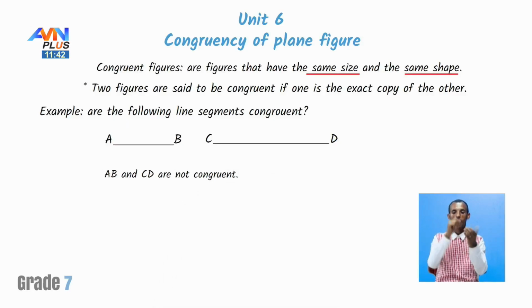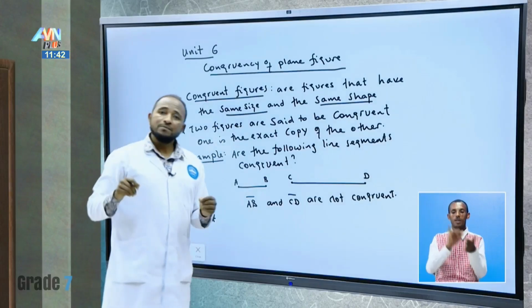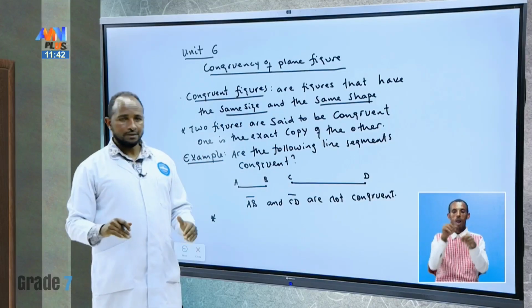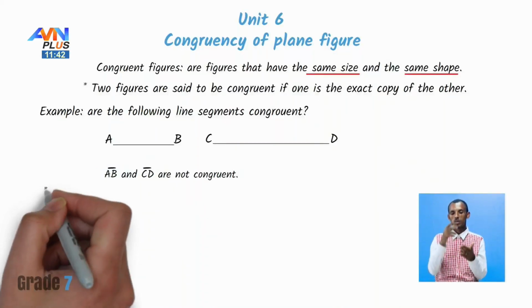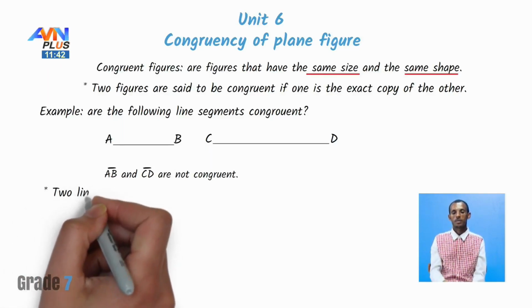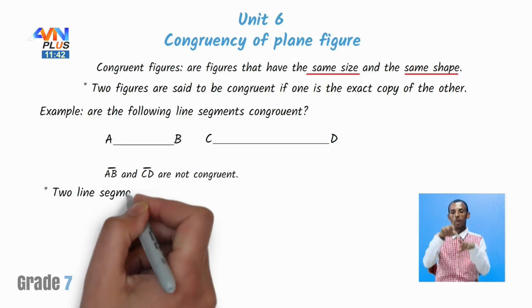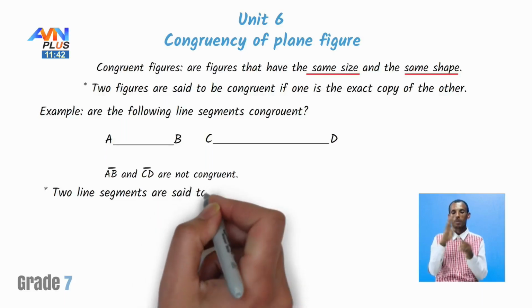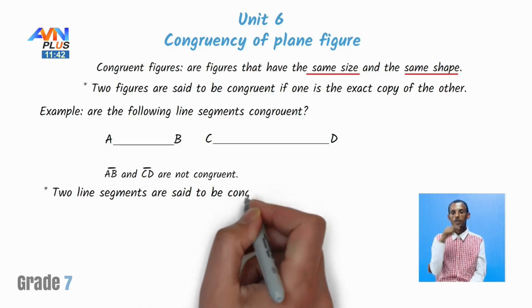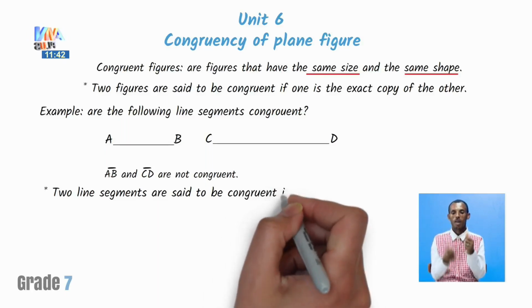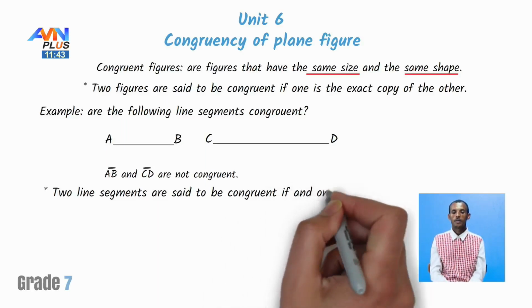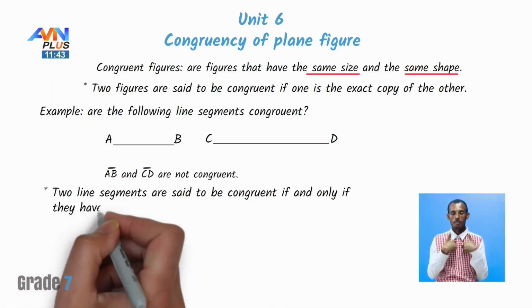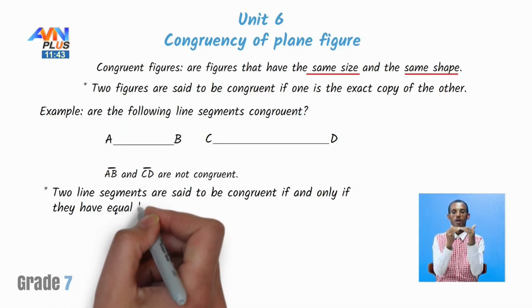So here, note that two line segments are said to be congruent if and only if they have equal lengths.